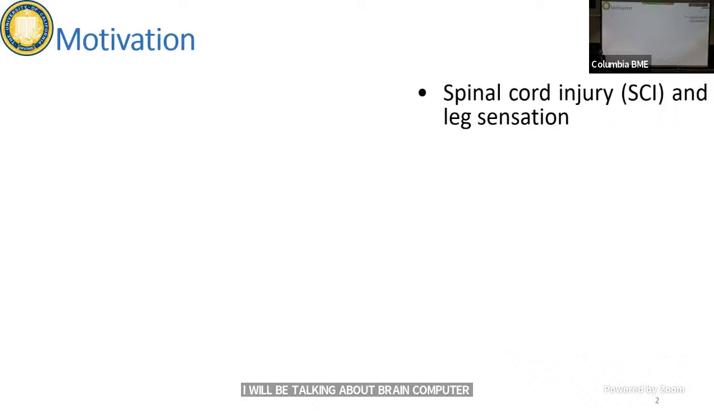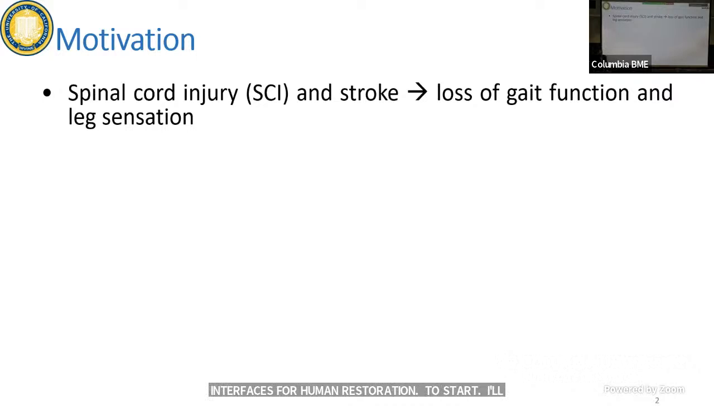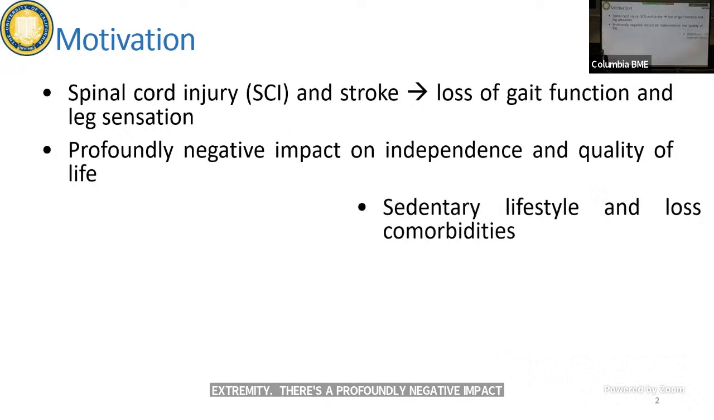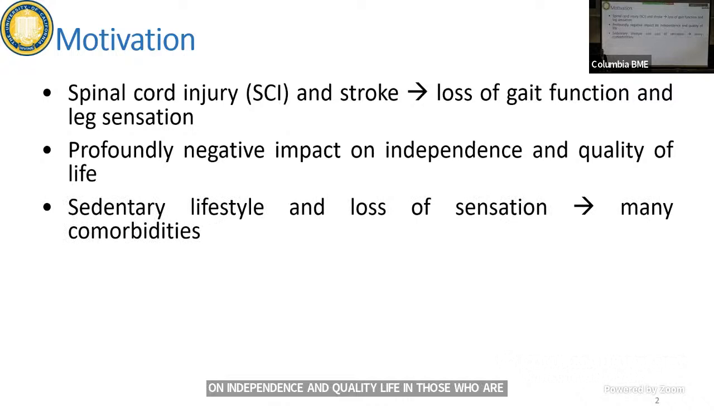To start us off, I'm going to provide several motivating points. Spinal cord injury and stroke can lead to loss of function and leg sensation, so we're looking at the lower extremities. There's a profoundly negative impact on independence and quality of life in those who are affected by these conditions. They also tend to lead a sedentary lifestyle, which means that oftentimes they're confined to a wheelchair, which can lead to loss of sensation and many other comorbidities.